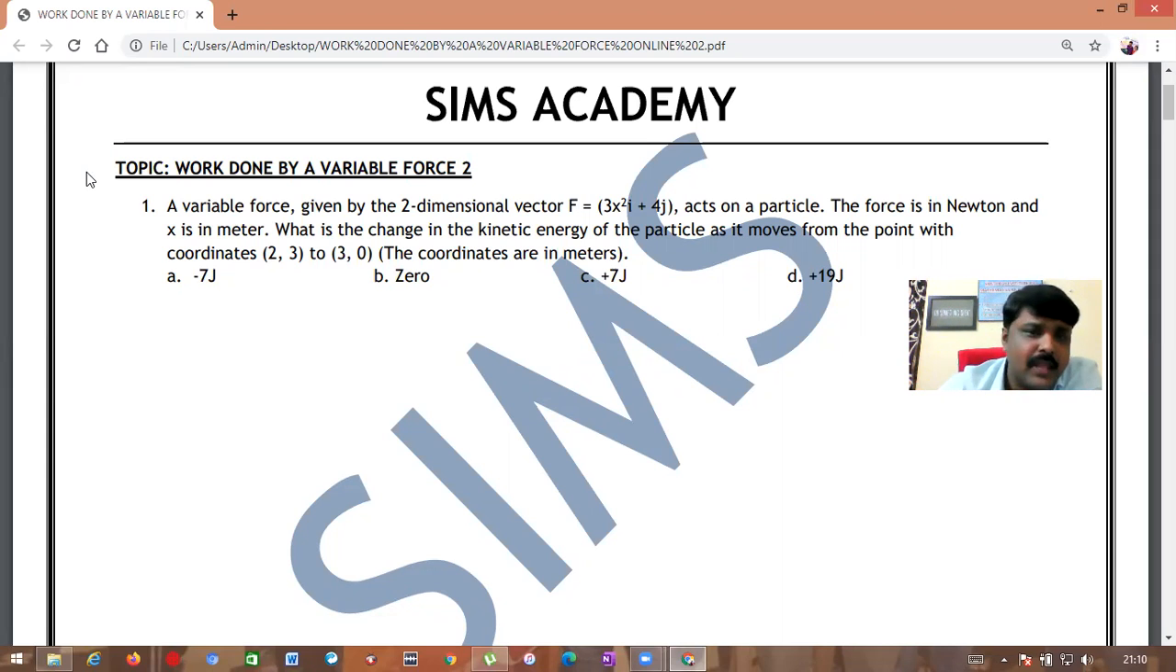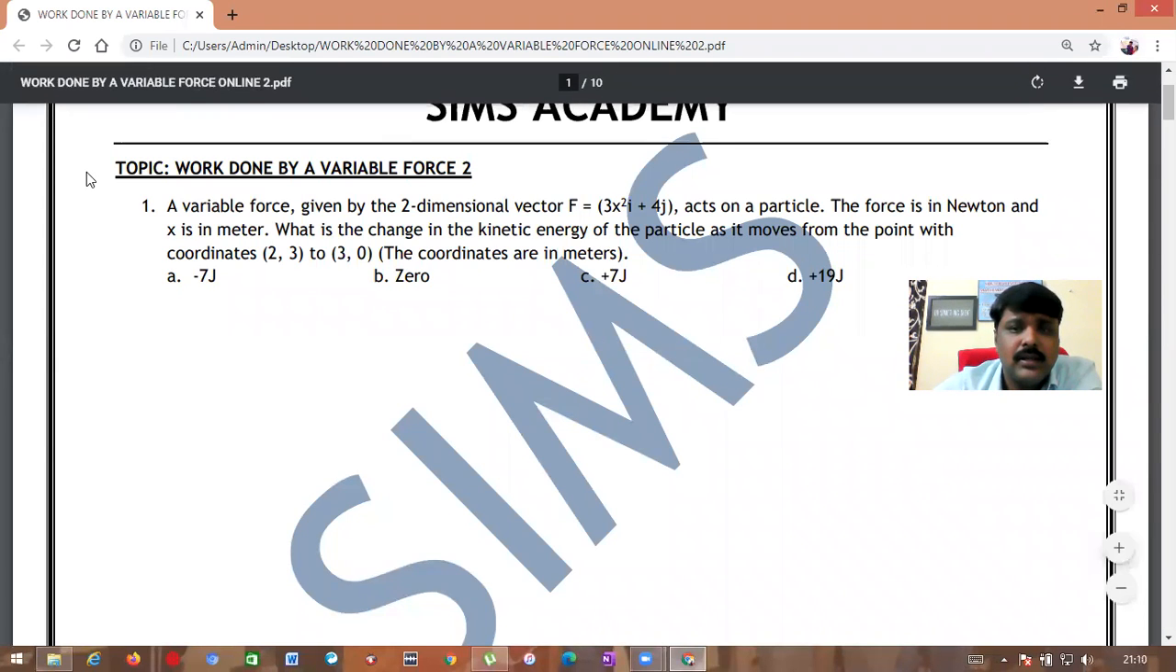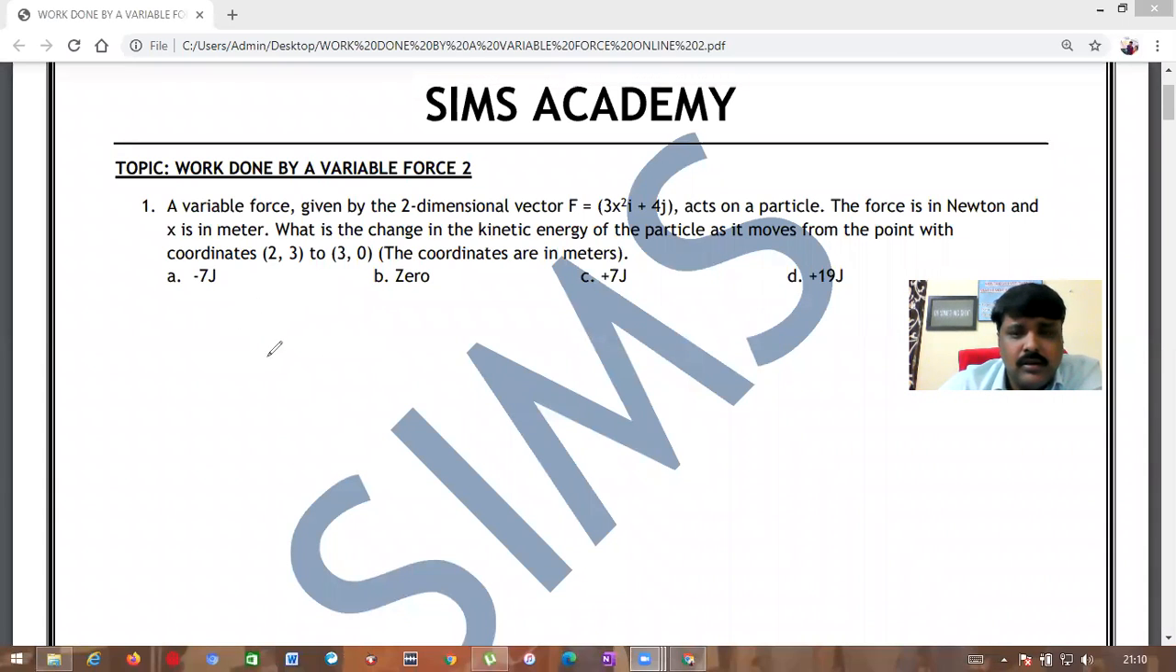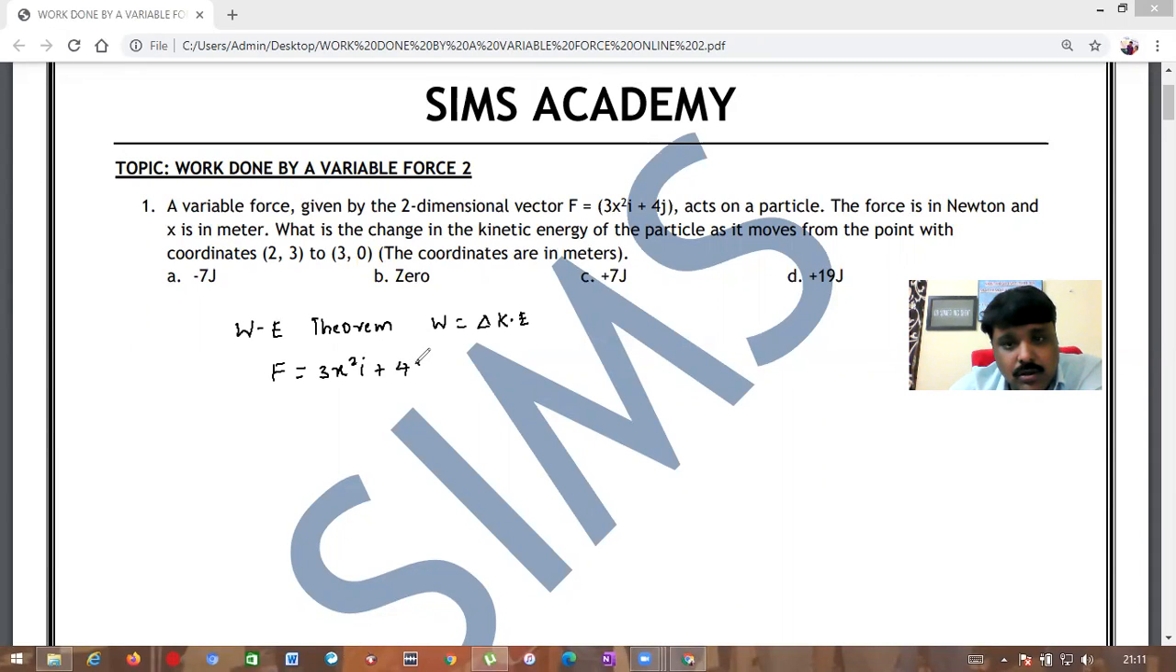Okay. As we know, according to the work energy theorem, the work done on an object is equal to the change in kinetic energy. Here the force is given in vector notation. F equals 3x² i plus 4j.